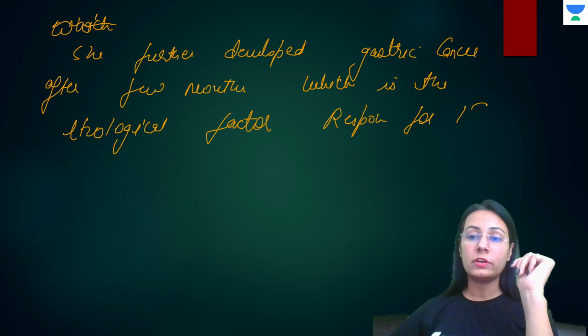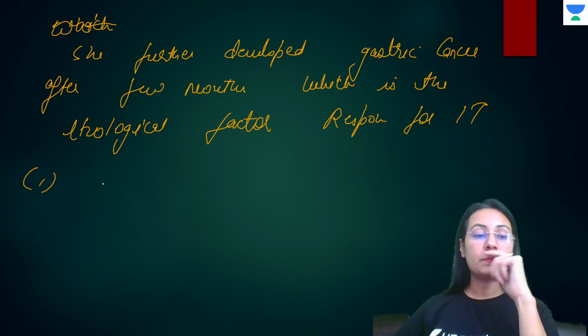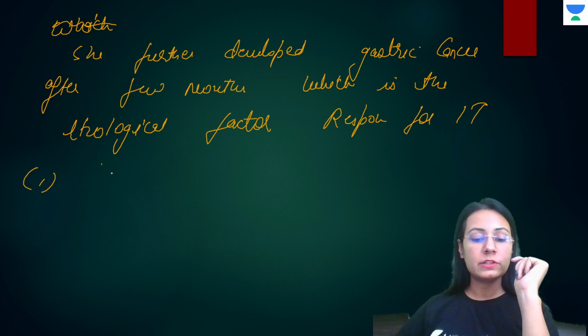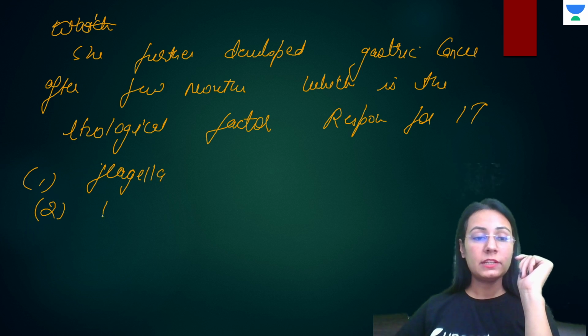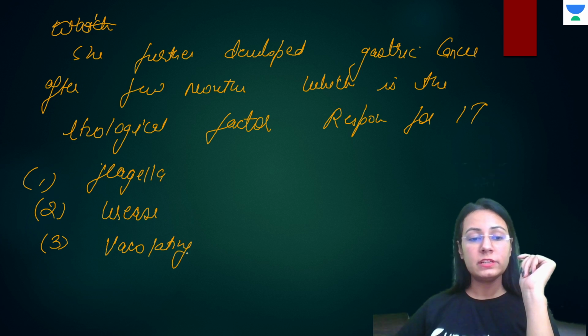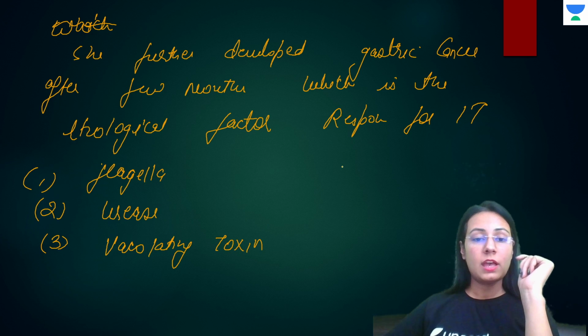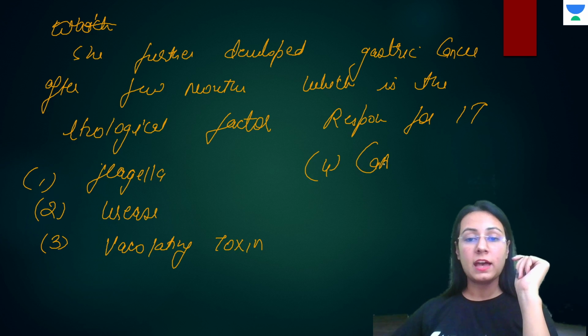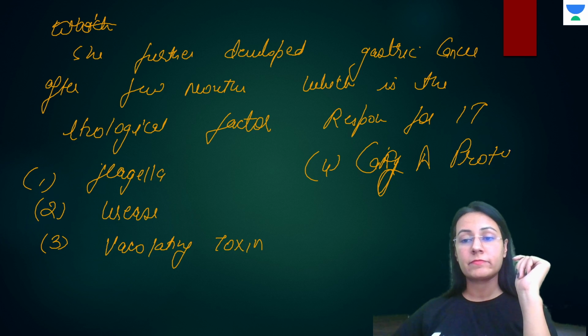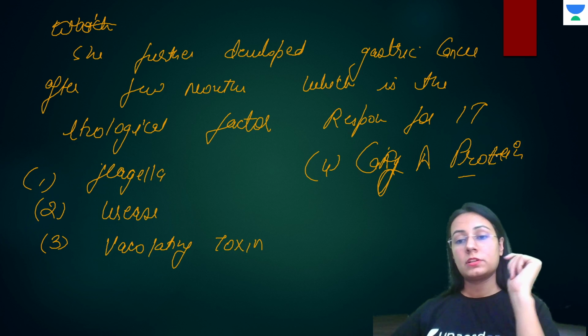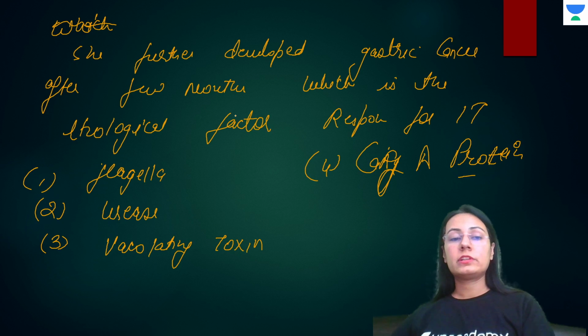responsible for it. Now, what is the key factor? Options were flagella. Second option was urease. Third option was vacuolating toxin. And the fourth option was CagA protein. So 15 seconds for the question.